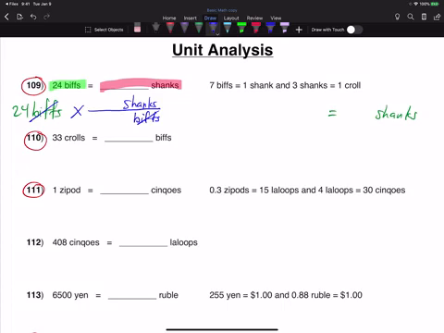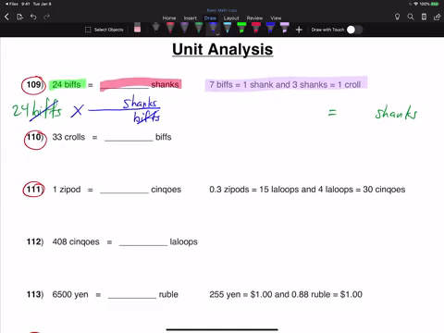So this is why I provided some background information. So here's the background information. 7 BIFs is equal to 1 shank, and 3 shanks are equal to 1 Kroll. Well, if 7 BIFs are equal to 1 shank, that means that I'll put the 7 with the BIFs and the 1 with the shanks. And now I'm ready to solve the problem.